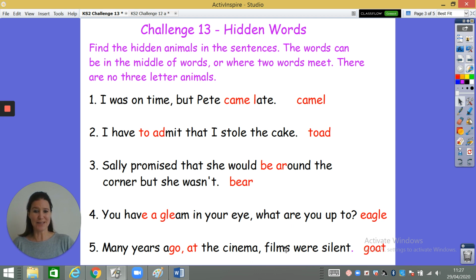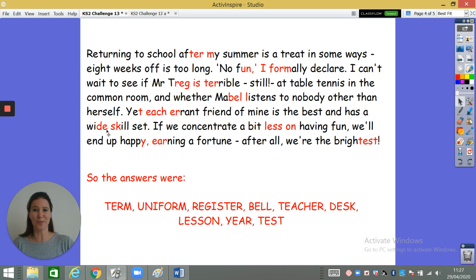Many years ago at the cinema, films were silent. So if we take the back part of ago and at, we get the animal goat. Hope you managed to find those 5 animals. And this was the tricky one.